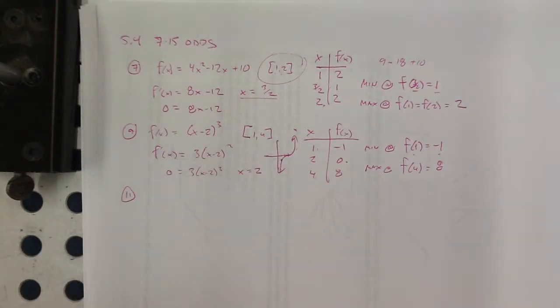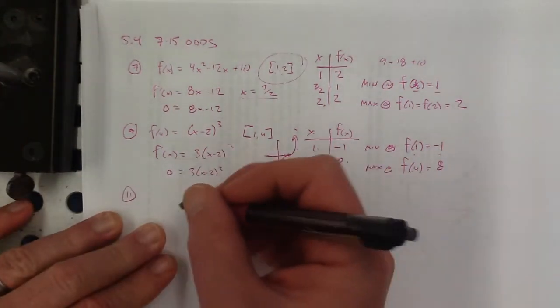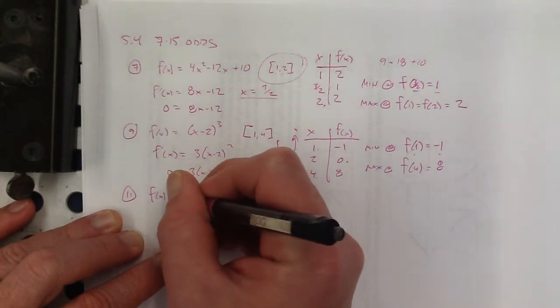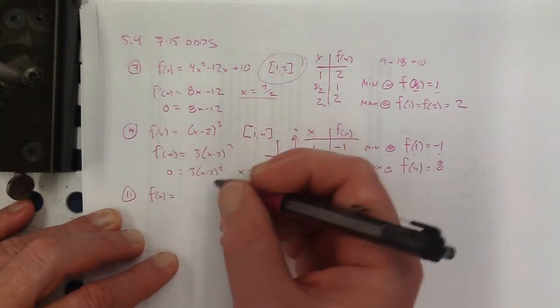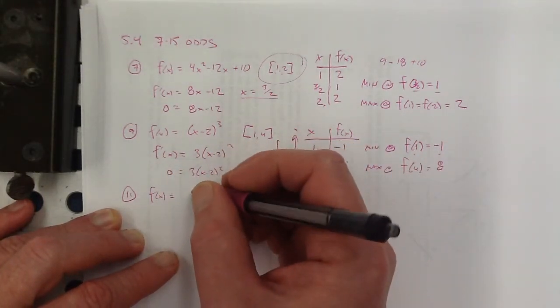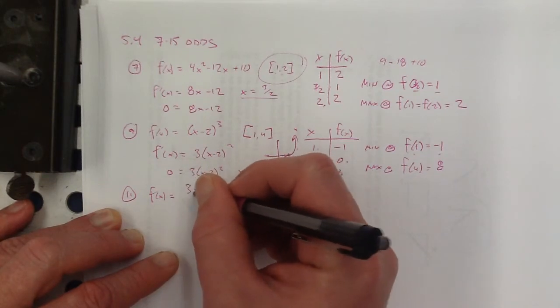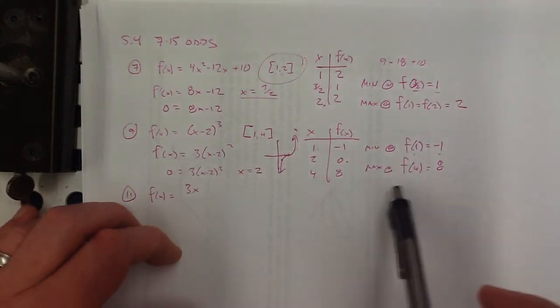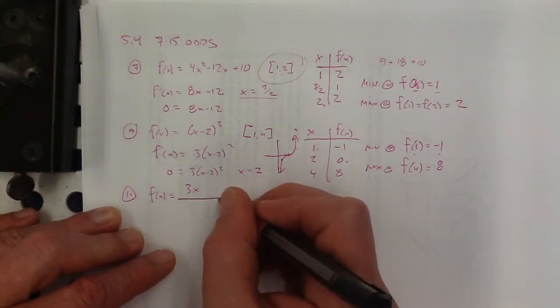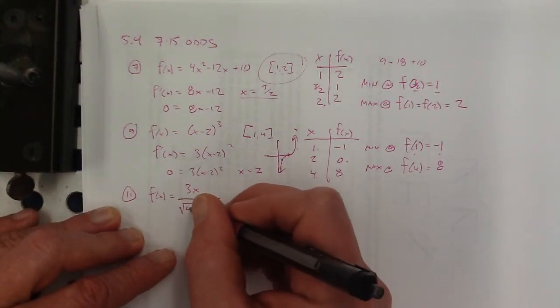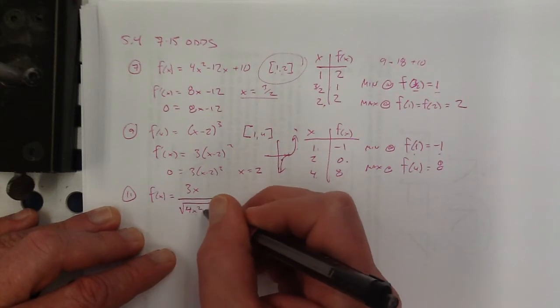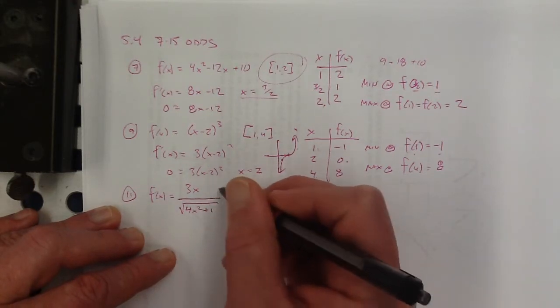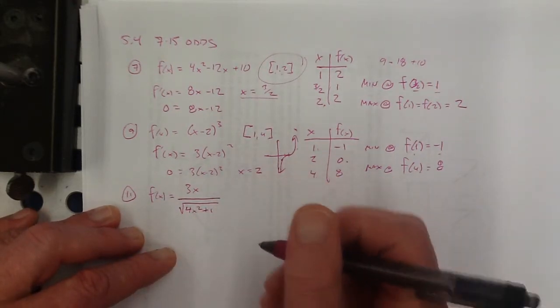All right, number 11. Got f of x is equal to 3x. Let's see, how do we want to do this? I guess I'm just going to do the quotient rule with this. You could move this denominator up as that thing to the 1/2.